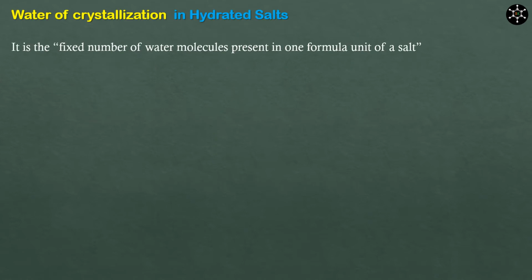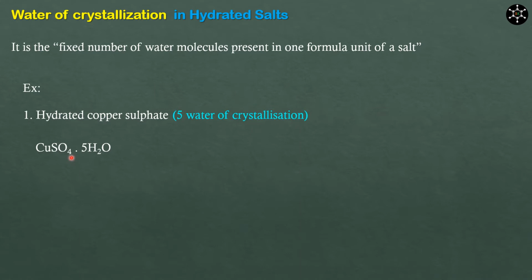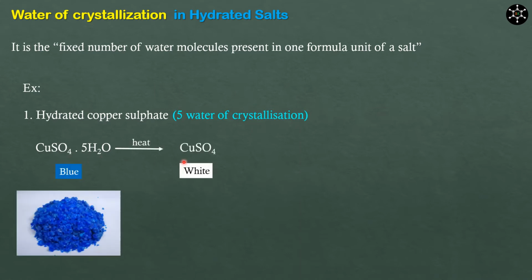Water of crystallization is the fixed number of water molecules present per formula unit of the salt. If we consider hydrated copper sulfate, formula is CuSO4.5H2O. We can see there are 5 water molecules for 1 CuSO4. So, water of crystallization is 5. When we heat copper sulfate pentahydrate, it loses all water of crystallization and simply becomes CuSO4. Hydrated copper sulfate is blue in color. CuSO4 is white in color.